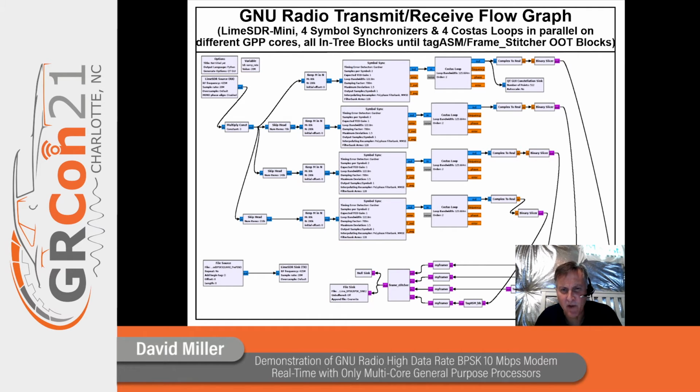At the bottom of the flow graph are the out of tree modules I used, the frame stitcher block, the tag ASM blocks. The modulator blocks are shown in the lower left corner. For modulation, I transmitted a pre-recorded BPSK modulator file at 10 megabits per second.